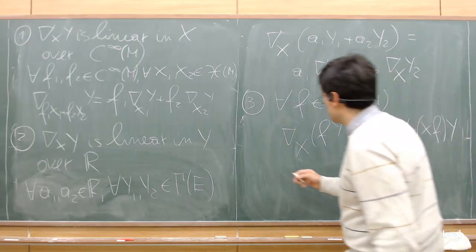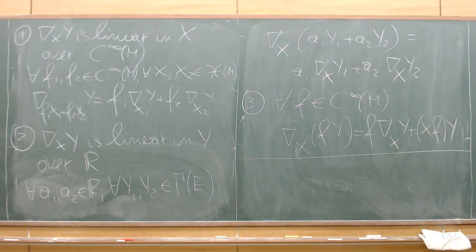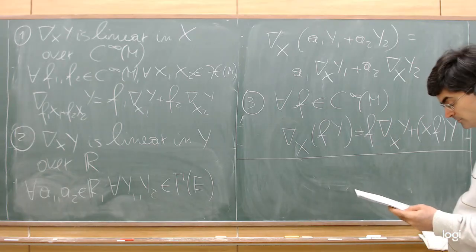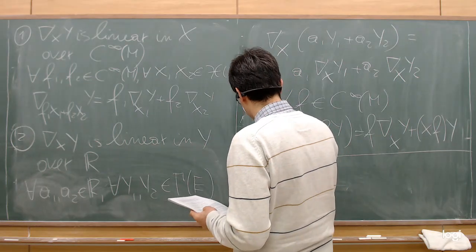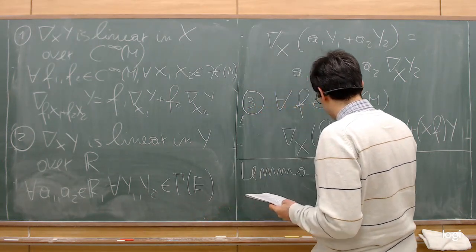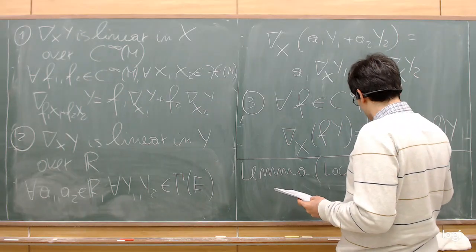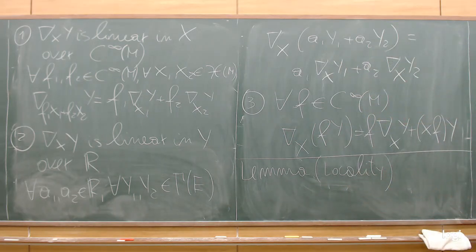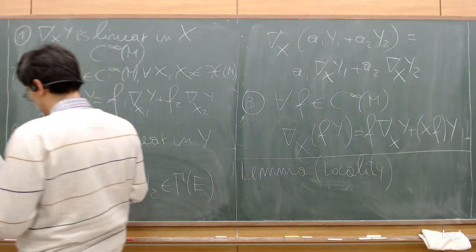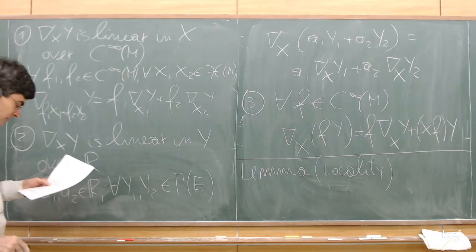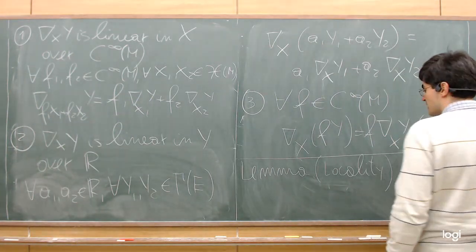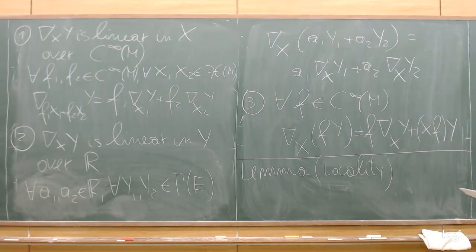Let's start proving some properties of the connection. The first one is its locality. The connection has been defined by its action on global sections, but as this lemma shows, it is actually a local operator.